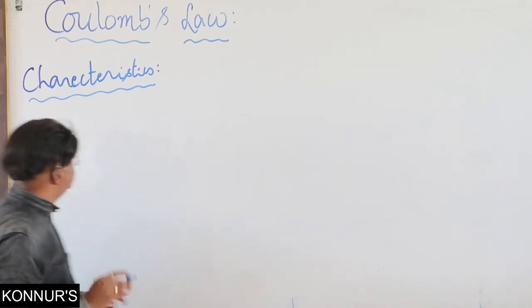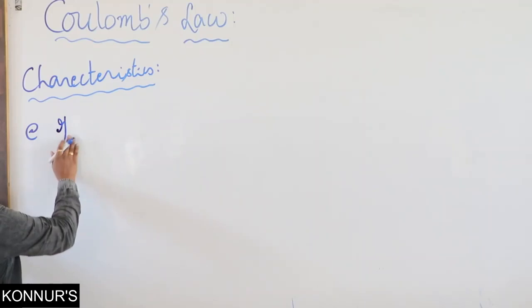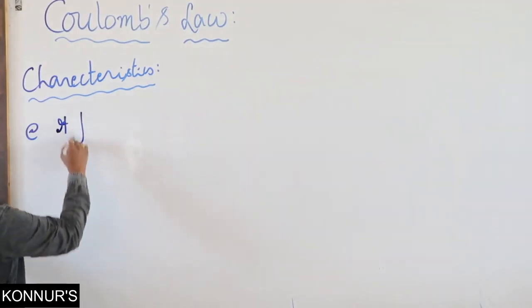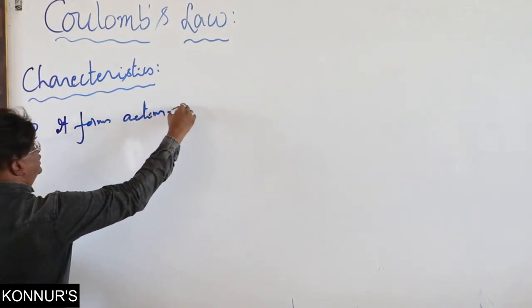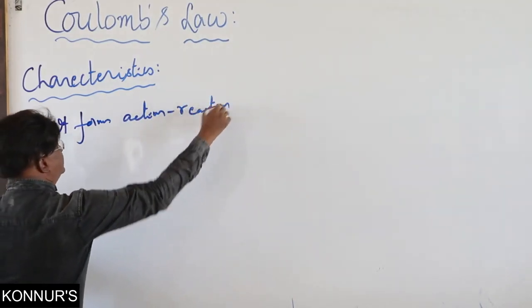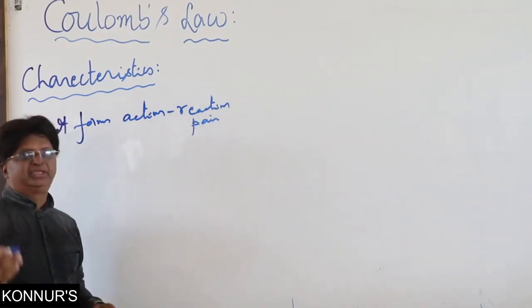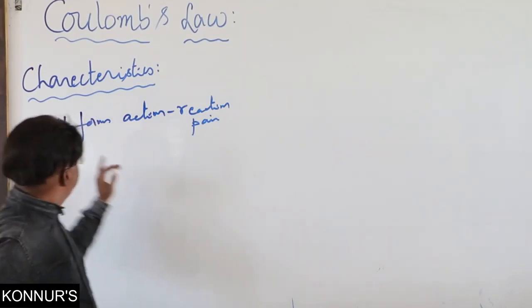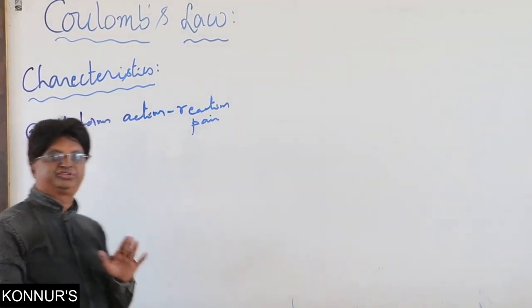The first one is Coulombic force forms an action-reaction pair. See, for every characteristic I will give an explanation. What is the meaning of this action-reaction pair? Now it can be either a 1 mark question or it can be a CET NEET question.